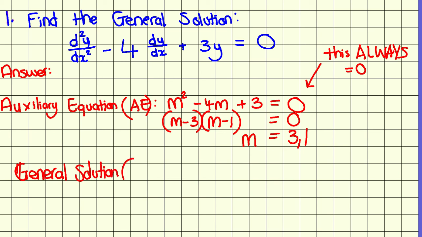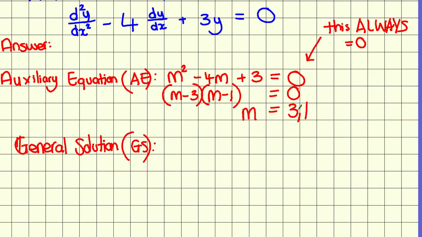So general solution, just call this GS. Remember, you don't need these wee headings at the side here. That's just for my benefit. Right, so the first type of first order differential equation is when you've just got two nice values for m and they're different. So we've got 3 and 1, they're nice numbers, they're different, they're linear, happy days.